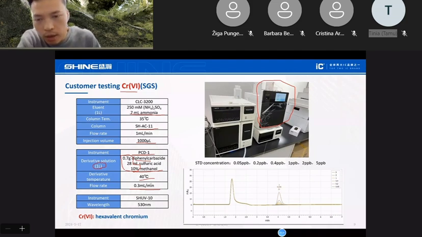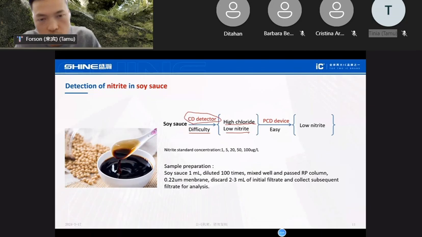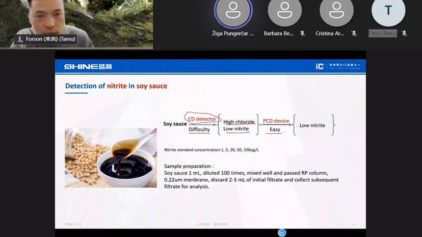So we add enough of the derivatization liquid. The detector is UV10, and the wavelength is 530. CR6 is the hexavalent chromium, and this is the concentration of nitrite. It's hard to detect, but if we use the post-column derivatization instrument for this application, because the chloride doesn't respond to the UV detector, it's easy to detect the very low concentration of nitrate.